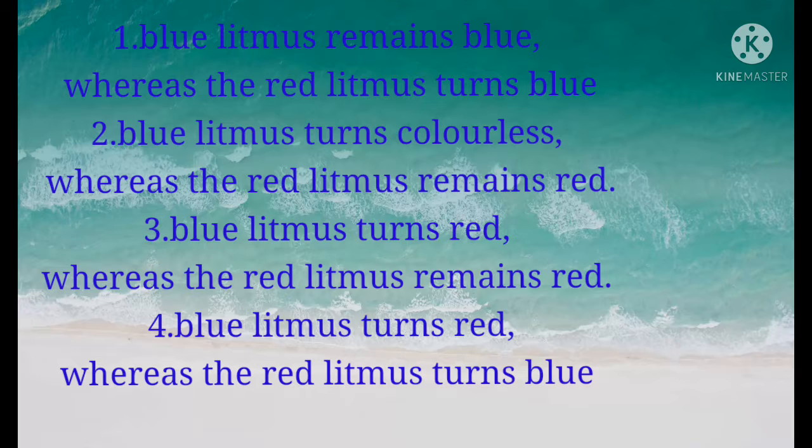Number 2, blue litmus turns colorless whereas the red litmus remains red. Number 3, blue litmus turns red whereas the red litmus remains red. Number 4, blue litmus turns red whereas the red litmus turns blue.